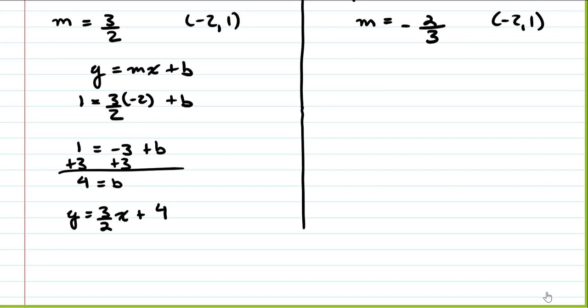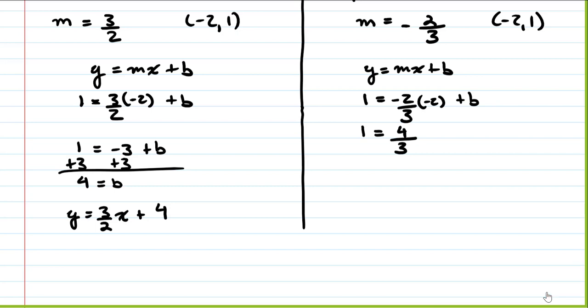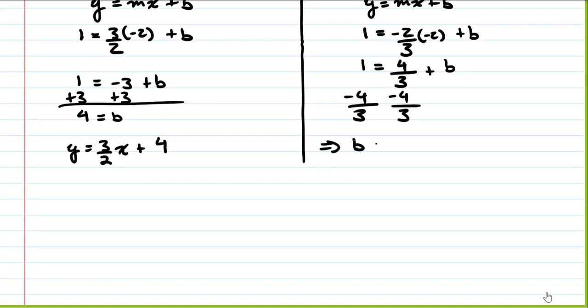Now we wish to rinse and repeat, but this time we are doing the perpendicular line. So starting off the same way, y equals mx plus b, we have 1 is equal to, we now have to use the perpendicular slope, so negative 2 thirds times negative 2 plus b. So that gives us 1 is equal to negative 2 times negative 2 is 4, so we have 4 over 3 plus b. We minus 4 thirds. We minus 4 thirds. And we get b is equal to negative 1 third. So then the equation of our line is going to be negative 2/3 x take away 1/3.